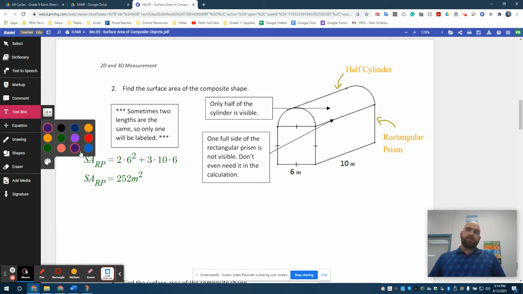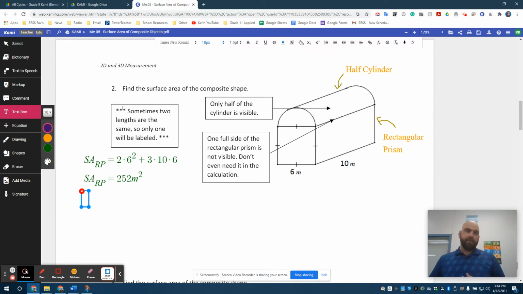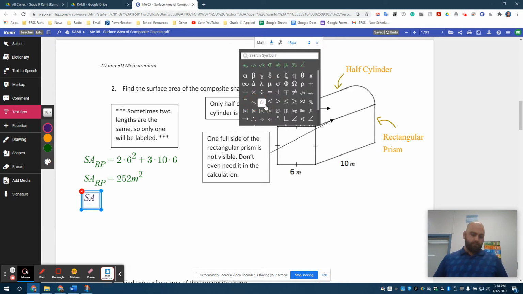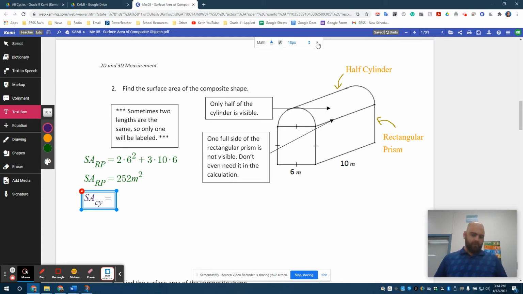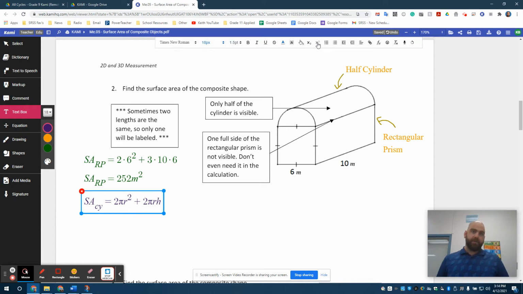All right, next piece, we now want to find this half cylinder. Well, a half cylinder, what we're going to do here is we're going to find a full cylinder, and then we're going to divide by 2. Okay, so we're going to find the full cylinder, surface area of a cylinder, and I'm going to do Cy for that one, is equal to 2 pi r squared plus 2 pi r h. And then when it's all said and done, I'm going to divide that whole answer in half.